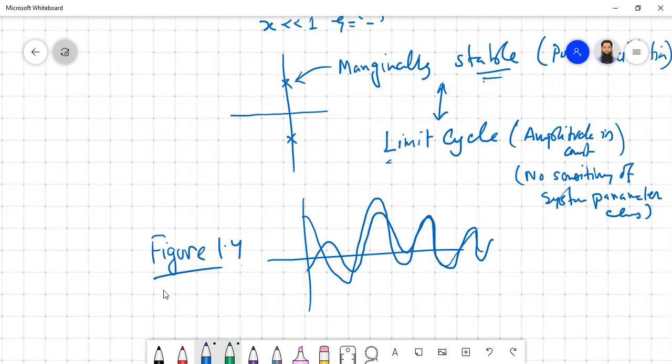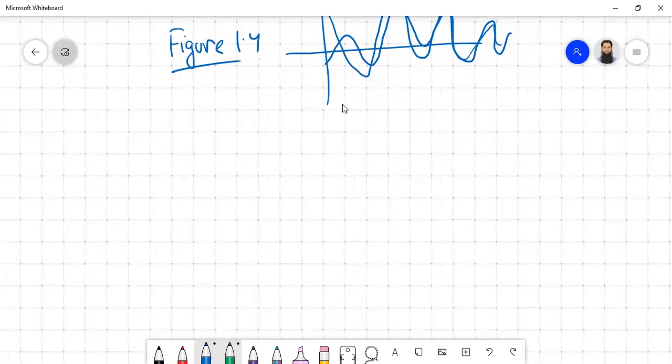So the next nonlinearity that is available is called a bifurcation. So what is bifurcation? Bifurcation is when, as the parameters of the nonlinear dynamic system are changed, the stability of the equilibrium point can change as well.